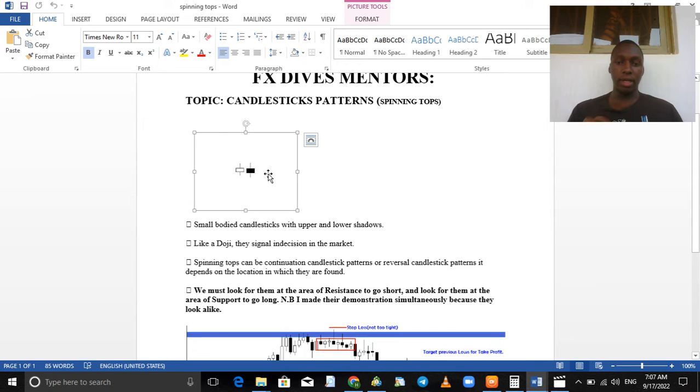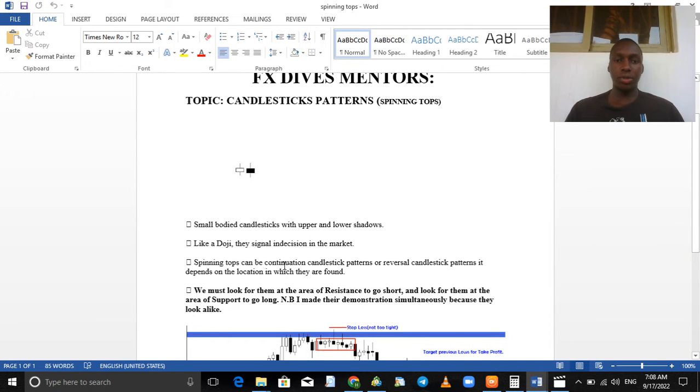If you remember, in my last video I was explaining more about doji candlesticks. Spinning tops have a small body, though not compared to that of a doji, but they have a small body. This small body is what differentiates them from the doji candlesticks. But spinning tops can be continuation candlestick patterns or reversal candlestick patterns. It depends on the location in which they are found.